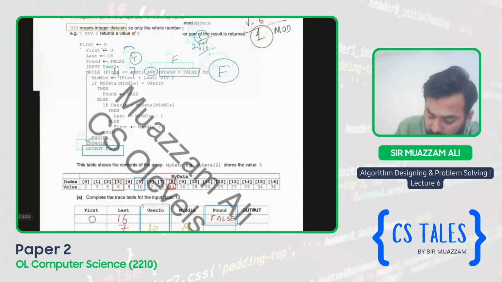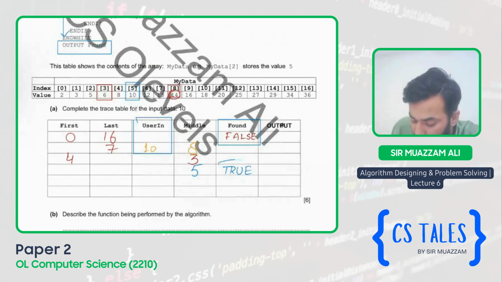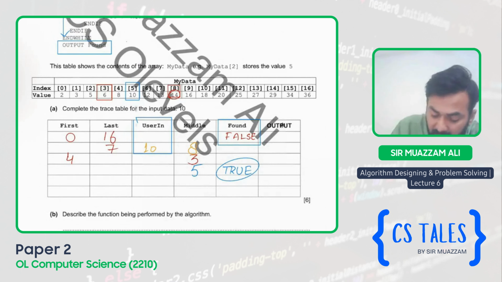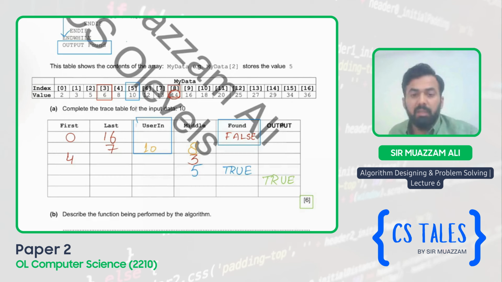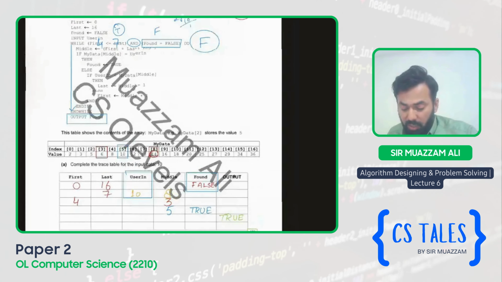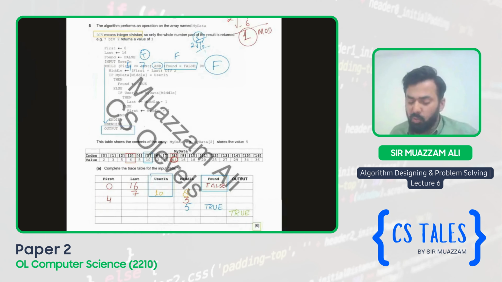Then you have another thing: output found. What is in found? There is true. So you have to write in the output the found value, that is true. This part is for 6 marks. This is a very important type of question in which we perform a pseudocode dry run using a trace table as well.